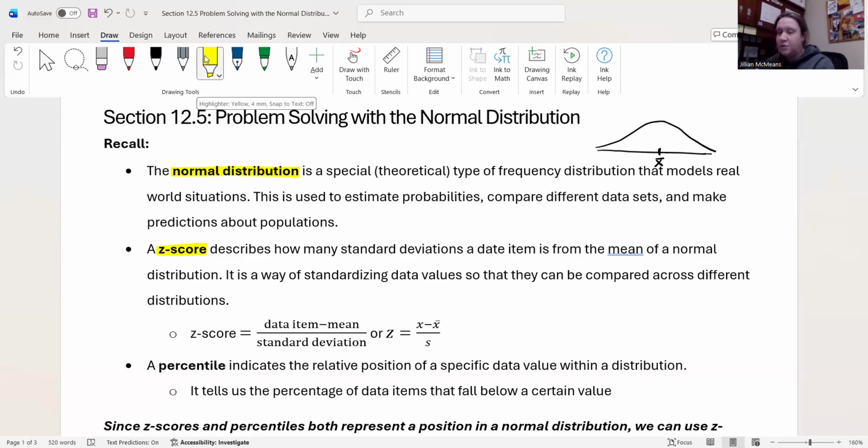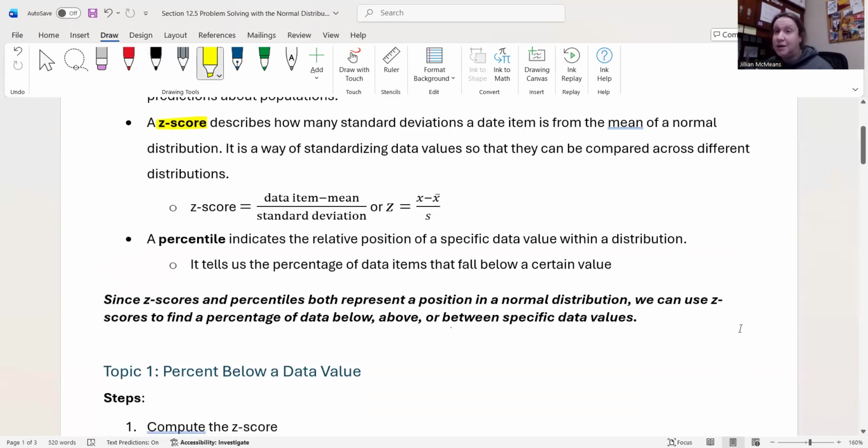And we've got the formula here for a z-score. Remember, you take your data item, you subtract the mean, and then you divide by the standard deviation, okay? Now, a percentile is another way to indicate a location in a normal distribution, okay? So a percentile indicates the relative position of a specific data value within a normal distribution, okay?